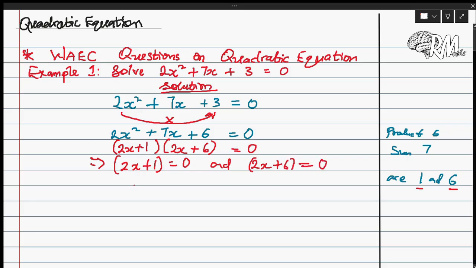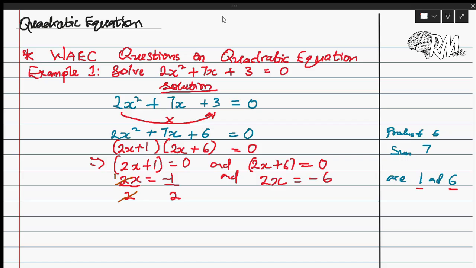Then taking plus 1 to the other side, I have 2x equals minus 1, and taking plus 6 to the other side, I have 2x equals minus 6. For me to make x stand alone, I will divide by the coefficient of x, which is 2. So I'll divide here by 2, and here by 2. Dividing, 2 cancels 2, which is 1, and 2 cannot cancel 1, and this is a proper fraction, so we just leave it.